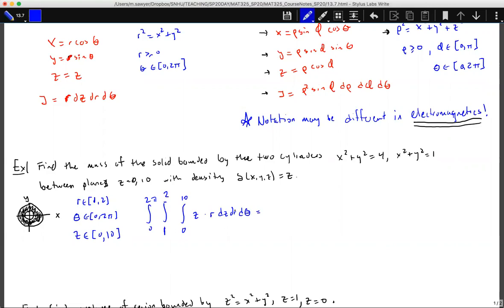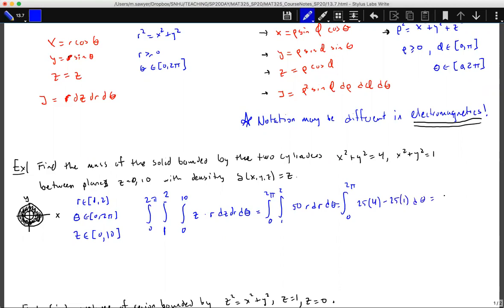So we get z squared over 2, with 0 to 10, so that gives us 100 over 2, which is 50 r dr d theta. Now we get r squared over 2, from 1 to 2, so that's 25 times 4 minus 25 times 1, d theta.